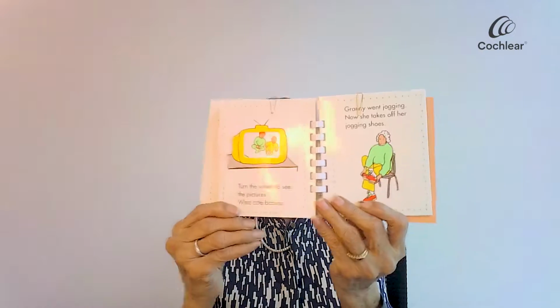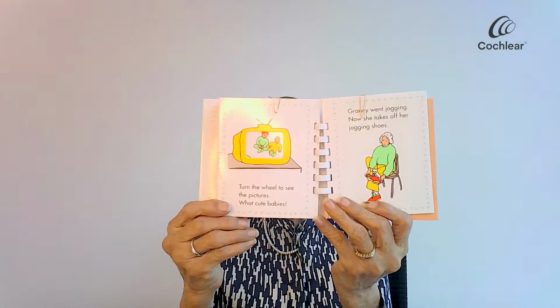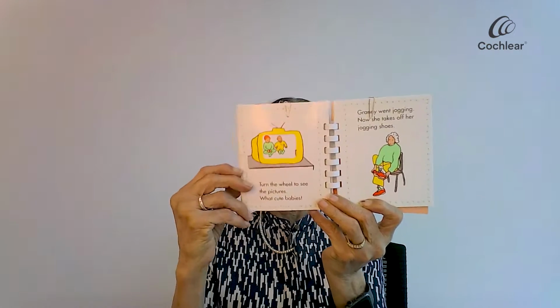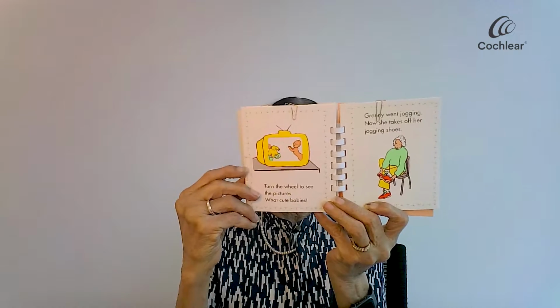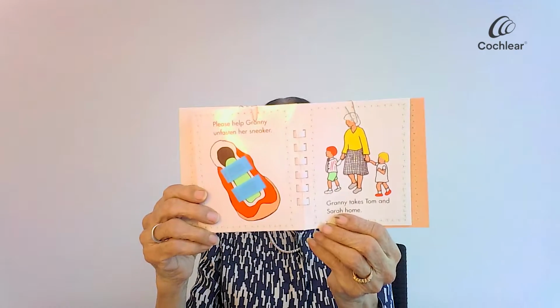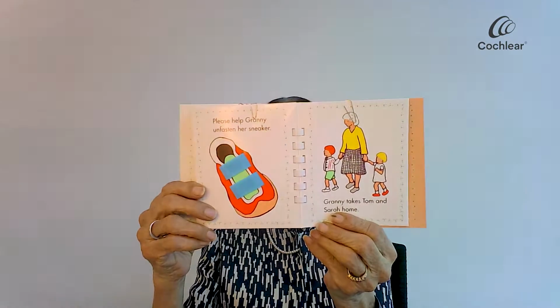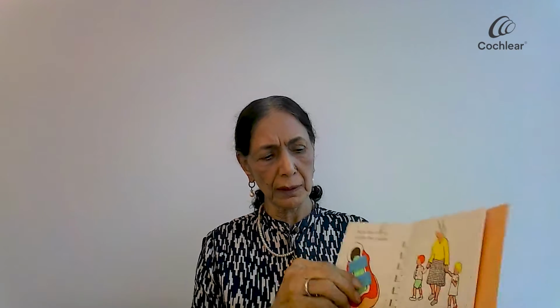Here, turn the wheel to see pictures. So here's the wheel. So you turn the wheel to see the pictures. So the child learns a new word, turn the wheel. Unfasten Granny's shoes. So how do you unfasten?